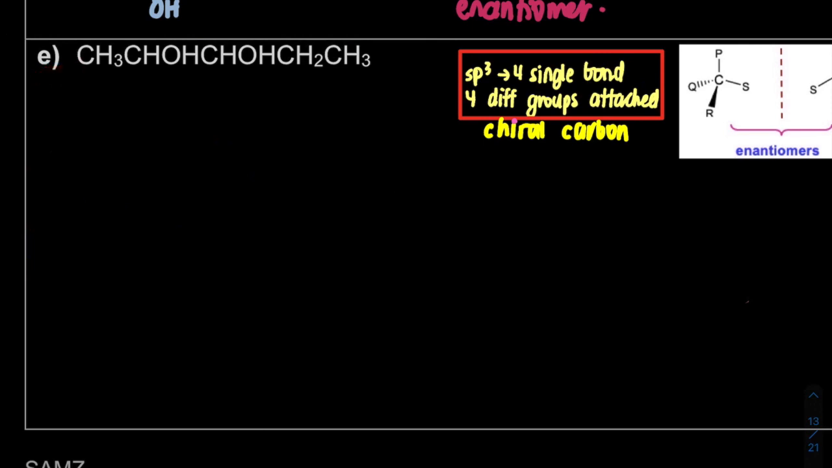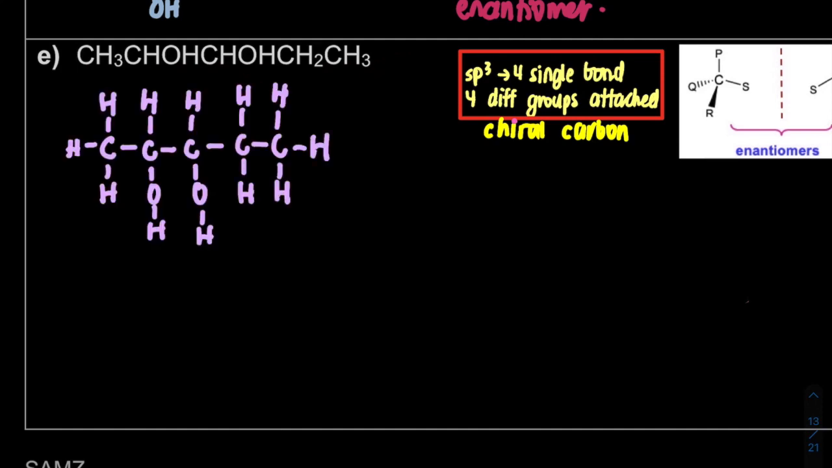Okay, so again, what we're going to do, from this structure, we're going to draw the expanded version. Once you have drawn the expanded version, you're going to check each of the carbons, whether it's a chiral carbon or not. Actually, for this compound, we have 2 chiral carbons: carbon number 2 and carbon number 3.